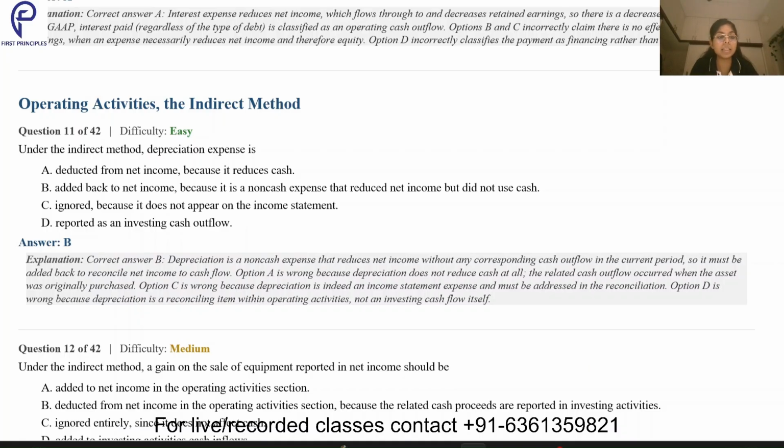Why are options A, C, D not correct answers? Let's have a look. Option A, deducted from net income because it reduces cash. Does depreciation reduce cash? No, not at all. Then option C, ignored because it does not appear on the income statement. Is it ignored? No, not at all. We add it back to the net income. Then reported as an investing cash outflow. Is it an investing cash outflow? No, not at all. Depreciation is not even a cash transaction.